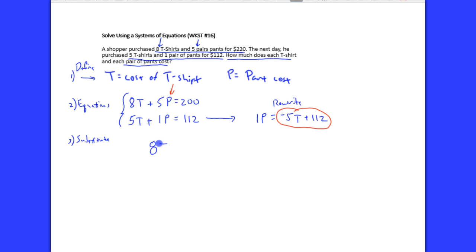8t plus 5 times, now p is going to be replaced by negative 5t plus 112. Now that is equal to 220. Okay, so I took the top equation, substituted the p in there. Now we have to solve this for t. So if I solve this for t, I get this.